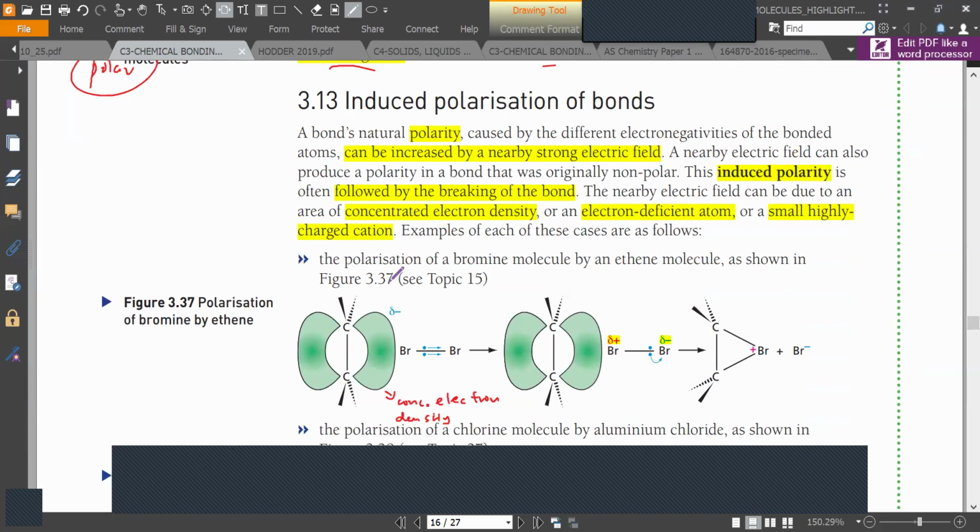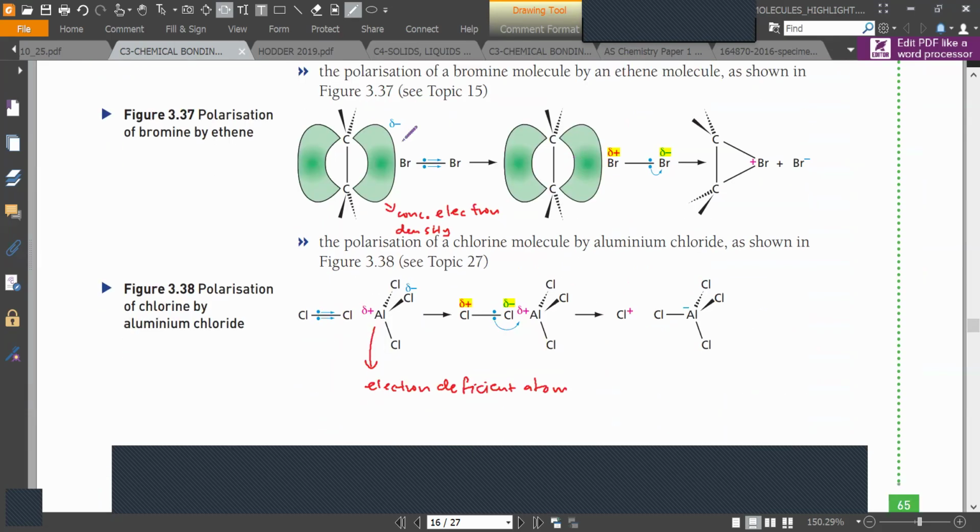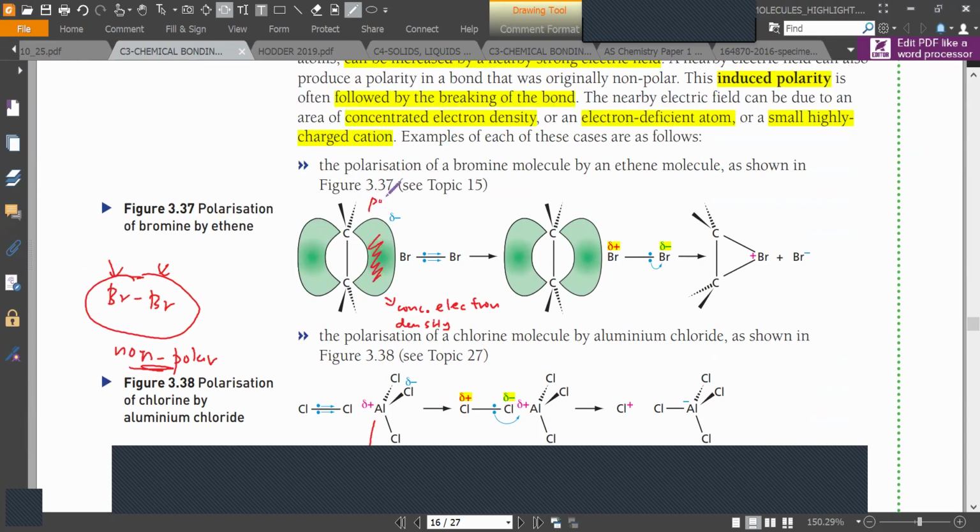Induced polarization of bonds. You see this Br-Br. Normally we say this is non-polar, because it's pulled by two equally strong atoms. But sometimes when we have a polar group next to them, it can induce polarity. We can have a delta negative here, which repels the electrons to the other side. So now it becomes polar and gets a partial charge. At first it's equally distributed, now it has partial charges.